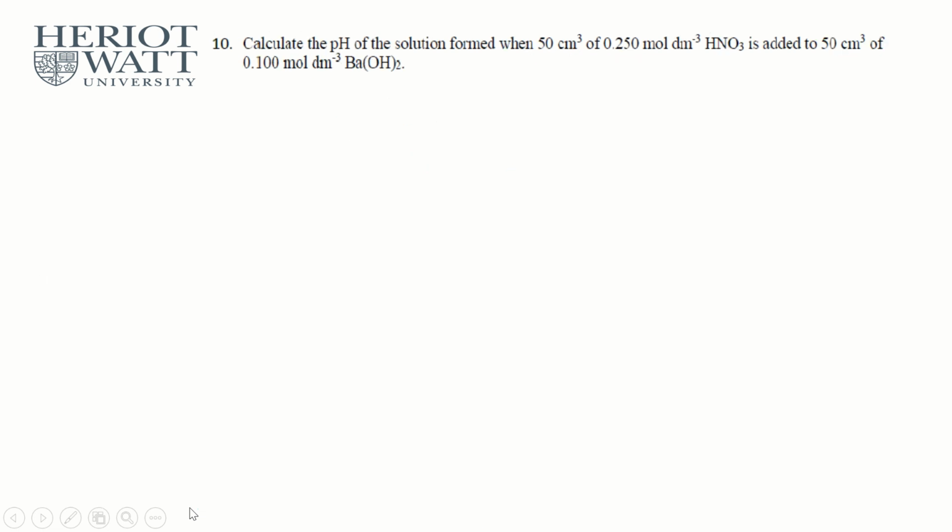Let's move on. Another similar type of question, I'm going to show you again. Calculate the pH of the resulting solution when 50 cm³ of 0.25 molar nitric acid is added to 50 cm³ of 0.1 molar barium hydroxide. Again, guys, we need to write the equation.